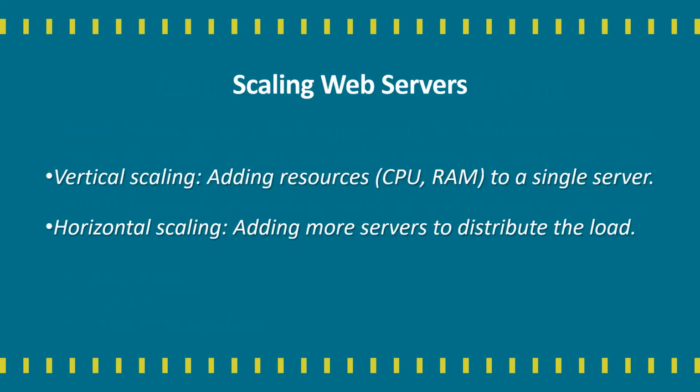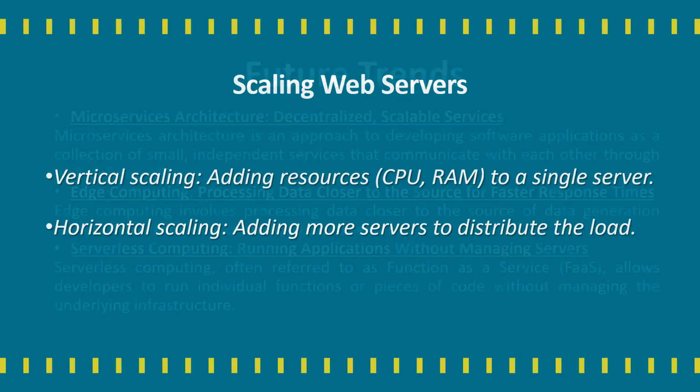Now scaling web servers. Vertical scaling is adding resources to a single server, while horizontal scaling is adding more servers to distribute the load. So basically, vertical scaling is like adding resources to a single server, adding on, while horizontal will distribute it to many more servers. So horizontal scaling will be preferable with load balancing. Vertical scaling can be done on a small scale, while horizontal scaling can be done for larger scales.